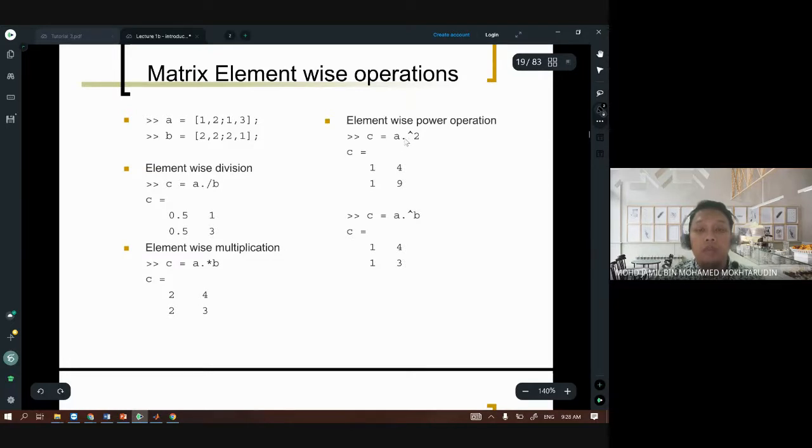So element-wise for power means that 1 power of 2, 2 power of 2, 1 power of 2, 3 power of 2. Okay, so setiap elemen ni dia power by 2. And we can also power it by a matrix. So 1 power of 2, 2 power of 2, 1 power of 2, 3 power of 1.